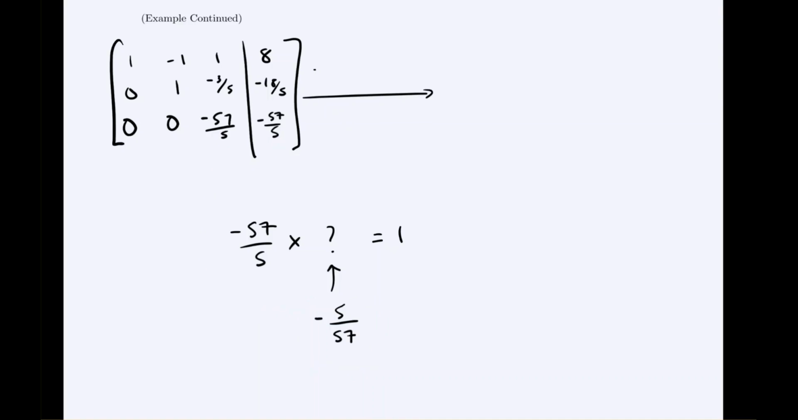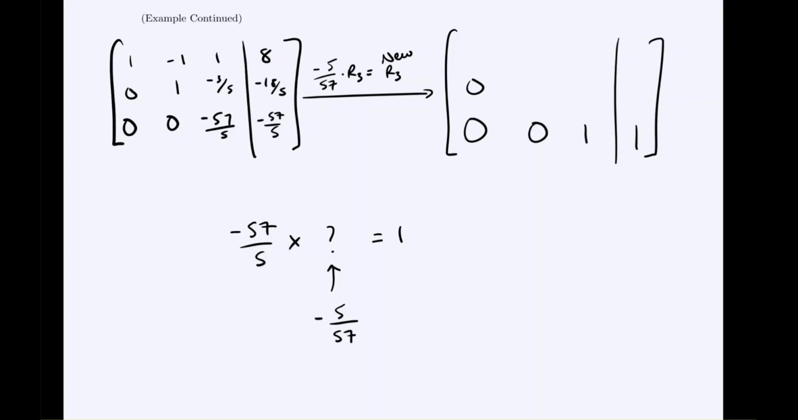So I'm going to say negative 5 over 57 times row 3 is the new row 3. But what that's going to give me is 0 times anything is 0. So the first two columns stay 0. Negative 57 divided by 5 times negative 5 over 57, by the properties of reciprocals, gives us 1, as does the second term there. And then our other rows that we haven't been working with remain unchanged. We make sure that we don't introduce any copying errors here.